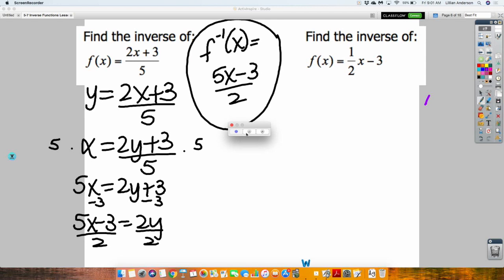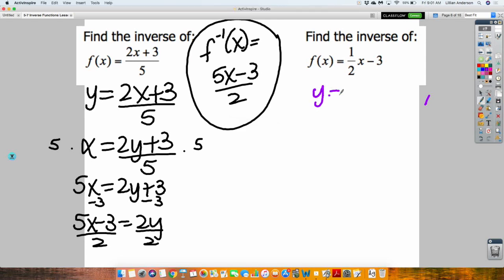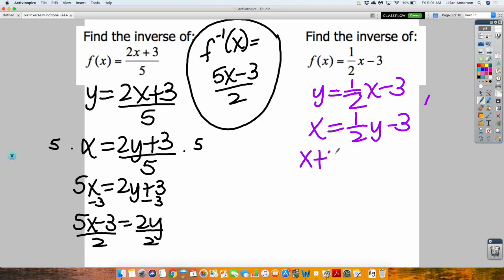So with this particular one, okay, same steps as before. We have to take f of x and write what? Y. So we have y equals 1/2 x minus 3. Switch y and x. Okay, and now you're gonna add 3. Add 3 to both sides, so that becomes x plus 3 equals 1/2 y.